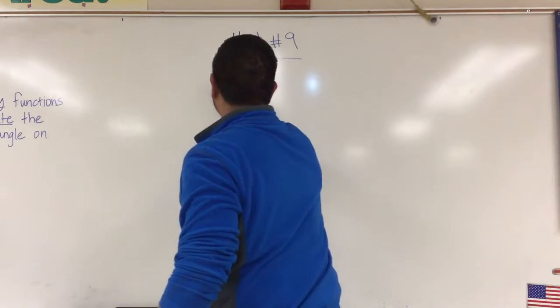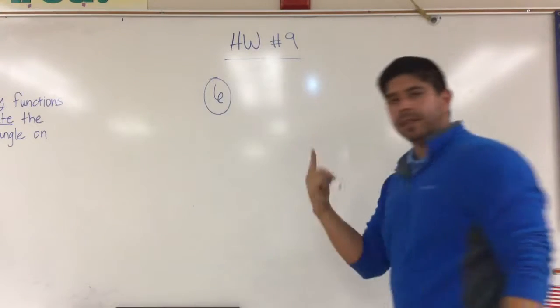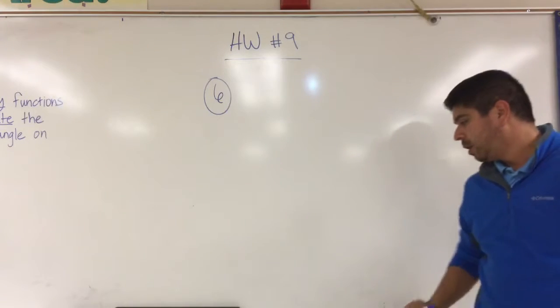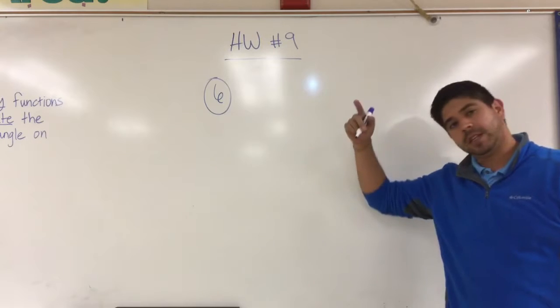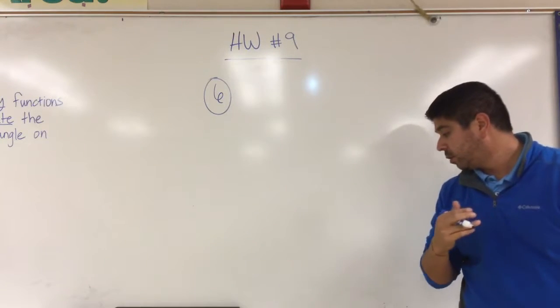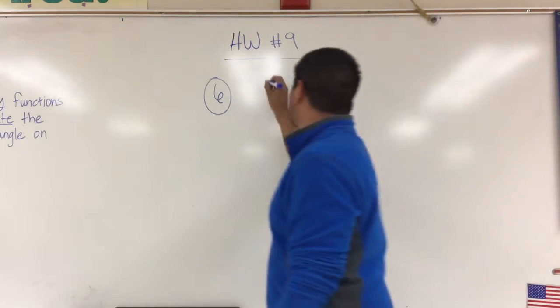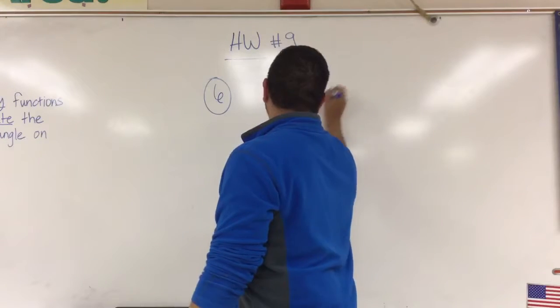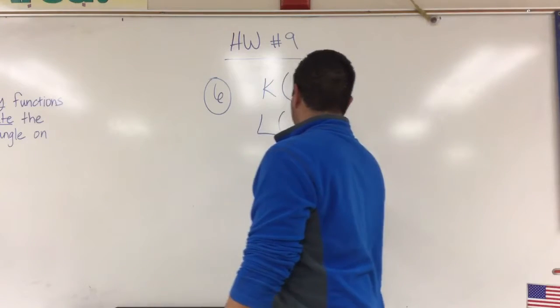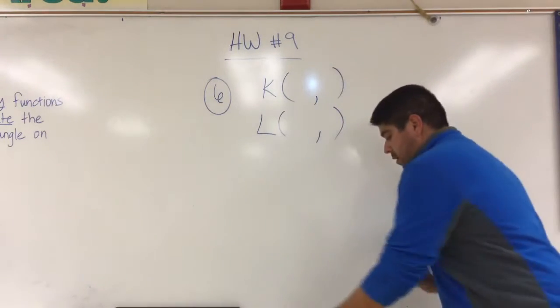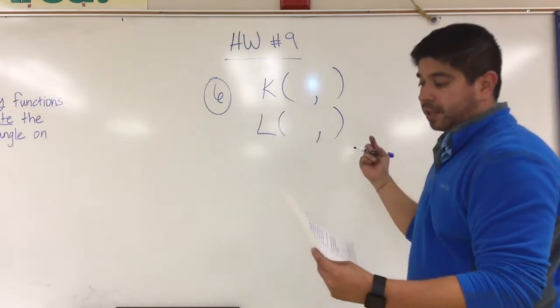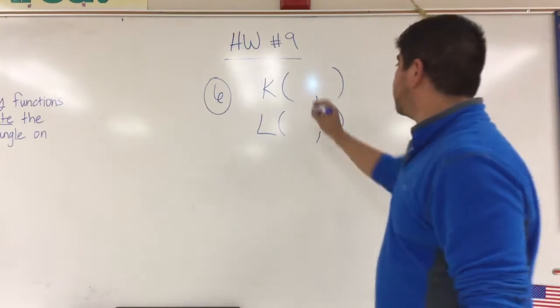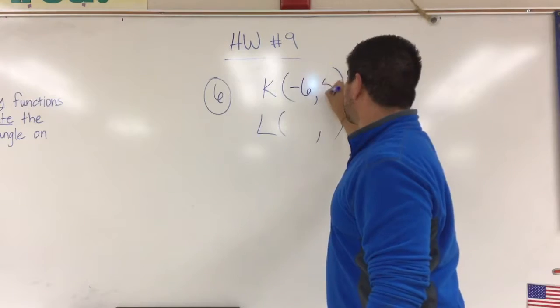All right, number 6. Number 6 is the same thing as number 1. We're just finding the slope from the diagonal of the triangle. So we need to find K and L is what we're doing. Point K and point L. All right, I'm looking at K. K goes to -6 and it goes up 5. So -6, up 5.